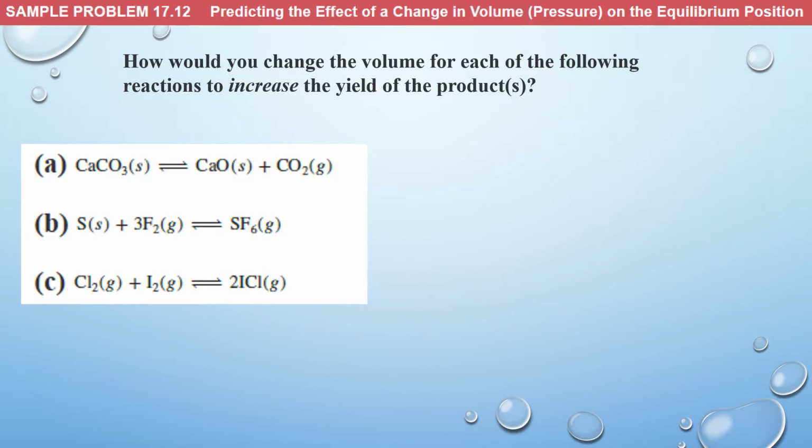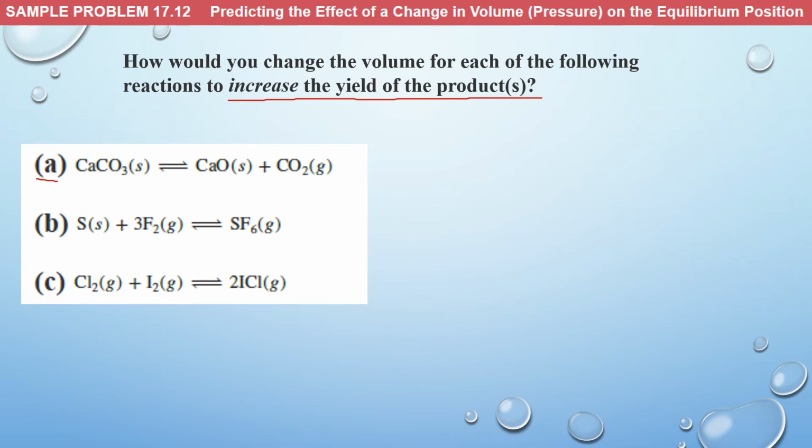So now let's look at an example on predicting the effect of changing volume or pressure on the equilibrium position. The question asks, how would you change the volume of each of the following reactions to increase the yield of the products? So we want to increase the yield of all these products. Now let's take a look at chemical reaction A.